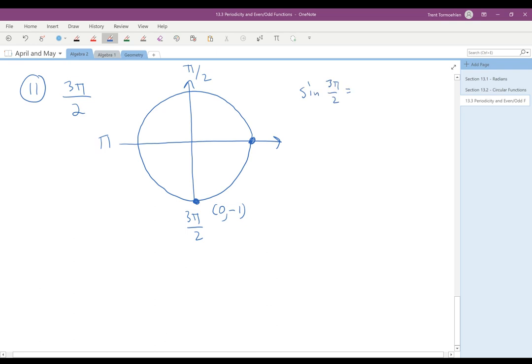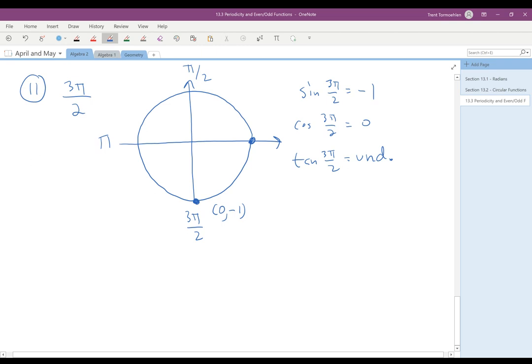So if we remember that sine is just equal to the y value, then that means that sine of 3 pi over 2 is negative 1. And then cosine is just equal to the x value, so cosine of 3 pi over 2 is just 0. And then tangent of 3 pi over 2 is just equal to the sine over the cosine, or y over x, and so in that case, it's going to be undefined at 3 pi over 2.